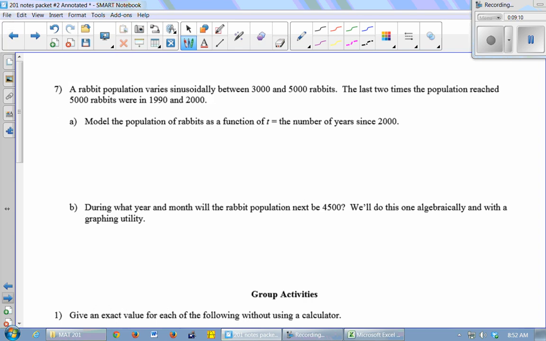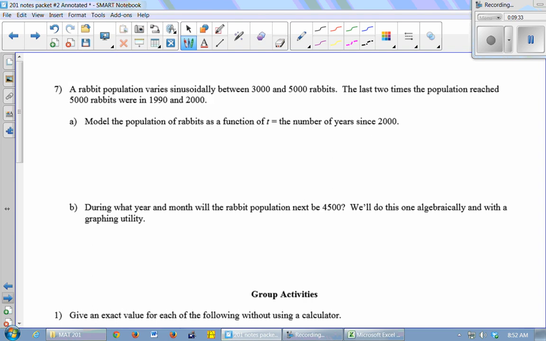So we have a rabbit population that varies sinusoidally between 3,000 and 5,000 rabbits. So it goes up, it goes down, it goes up, it goes down. That's what sinusoidally means. And the last 2 times the population reached 5,000 were in 1990 and 2000. So we want to model the population of rabbits as a function of t, the number of years since 2000.